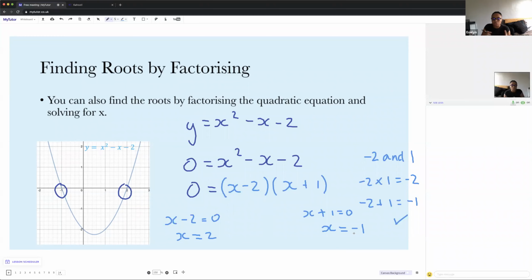So not only can we just look at the graph, but sometimes they might ask you to solve by factorizing to work out what the roots are. So it's always when y is equal to 0. That's just a fact. So if they ever ask you a question like that, just set y equal to 0 and then factorize the equation. And remember, your coordinates are going to be (2, 0) and (-1, 0). And that would be your coordinates for the roots.